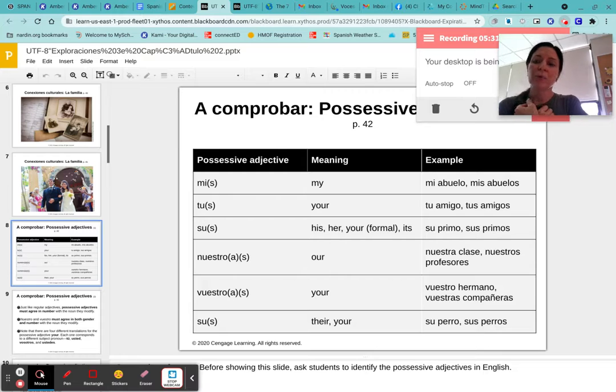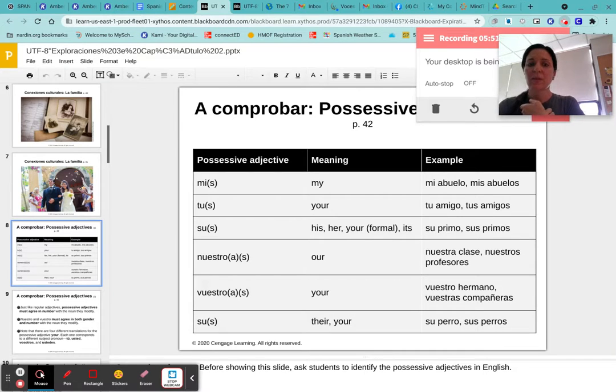Then the same thing with tú. So tú is going to be your, in the singular and plural. So it could be like tu amigo or tus amigos. But if I had your mom, it would be what? Tu mamá. But what if it were your parents?